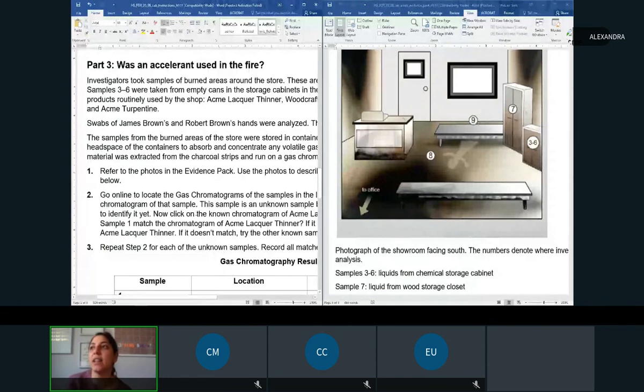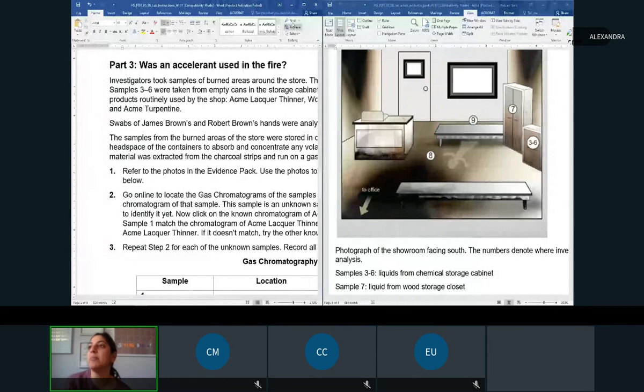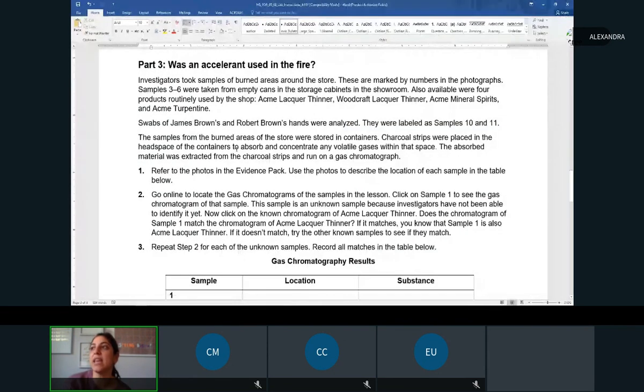So was an accelerant used in the fire? Investigators took samples of burned areas around the store. These are marked by numbers in the photographs. I'm going to open this up so it's a little easier to read. Samples 3 to 6 were taken from empty cans in the storage cabinet in the showroom. Also available were 4 products routinely used in the shop: the Acme lacquer thinner, Woodcraft lacquer thinner, Acme mineral spirits, and Acme turpentine. Swabs of James Brown's and Robert Brown's hands were analyzed. They were labeled as samples 10 and 11.